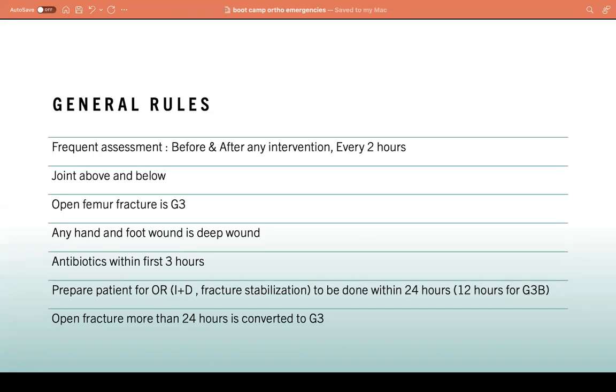If an open fracture stayed without operation for more than 24 hours, then you convert it to Gustilo type 3 and you choose your antibiotic accordingly. Okay.